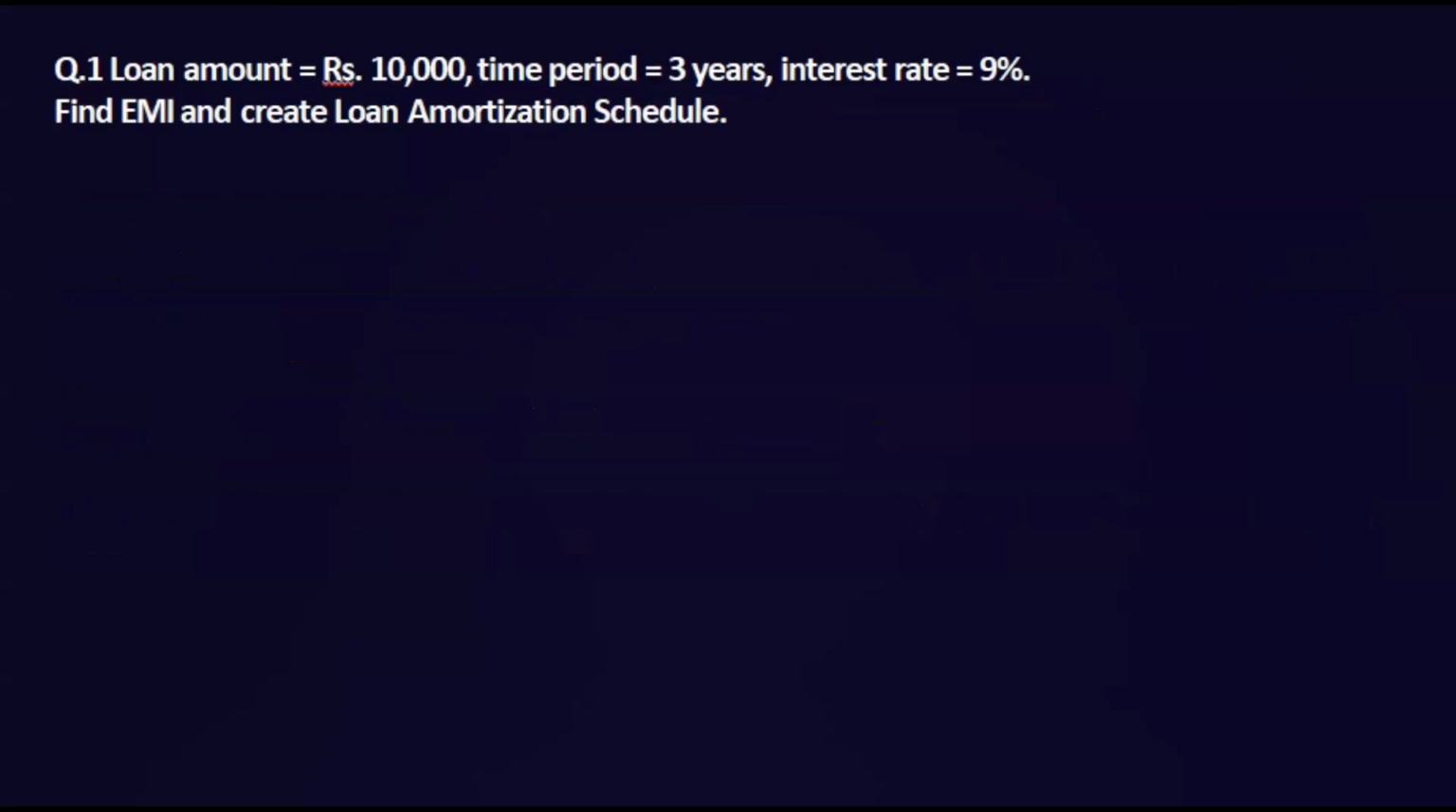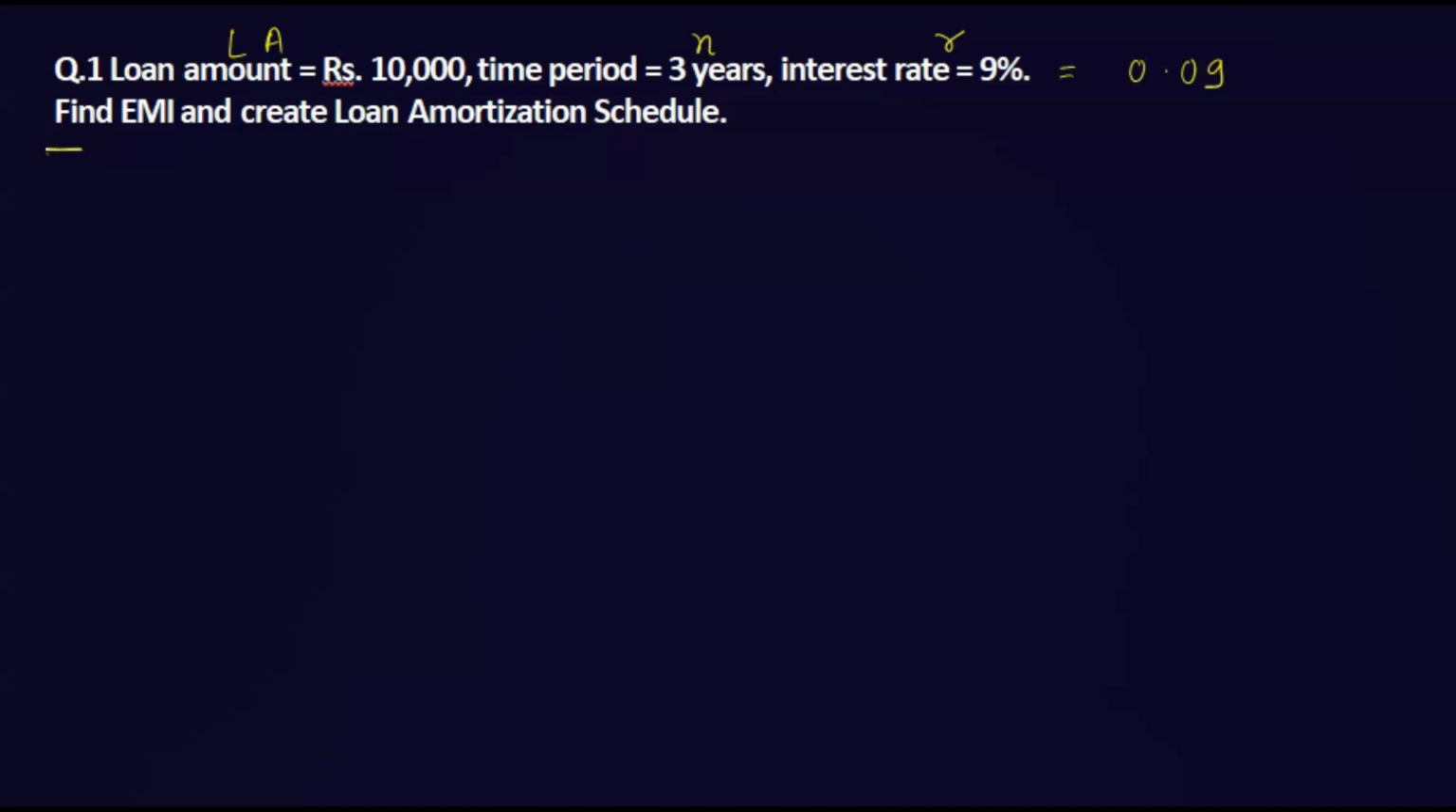Here I have taken this question. Loan amount of 10,000 rupees is given, time period 3 years, that is N is 3 years, and interest rate, that is R, is 9%, which can be written as 0.09, that you all know. 9% means 9 divided by 100, that will be 0.09. So we have N, we have R, and we have the loan amount, 10,000 rupees.